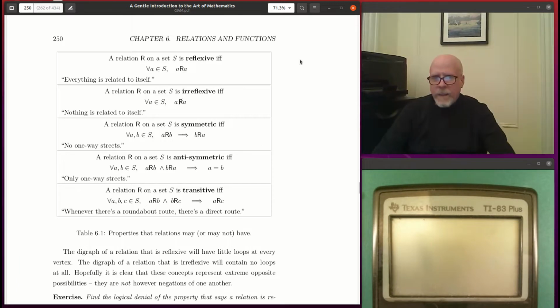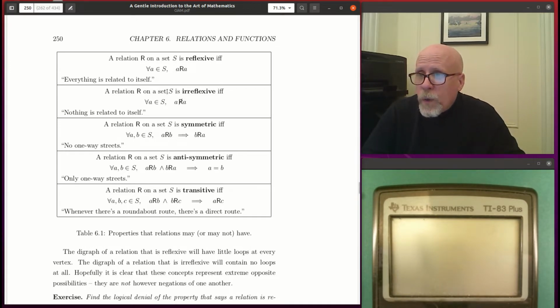A relation R on a set S is reflexive if and only if, for all a in the set S, a R a. I think the informal way of saying it is pretty nice: everything is related to itself. That's not always the case. You're used to that with the equal sign. Less than or equals also has that rule because it includes the idea of equals. But for instance, strict less than, you can't say that 7 is less than 7, right? It doesn't have that reflexive property.